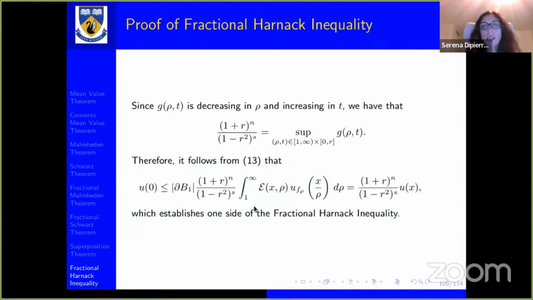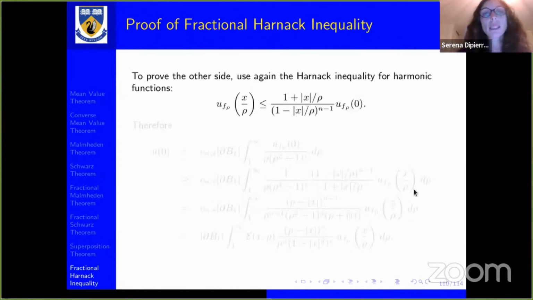And then I have finally the integral of the kernel at x, u of f rho, x over rho, and then I use again the superposition theorem, and I can say that finally this, together with the constant, is equal to u of x. So this establishes one side of the fractional Harnack inequality: u of 0 is below some constant, depending on the ball B r, multiplying u of x.